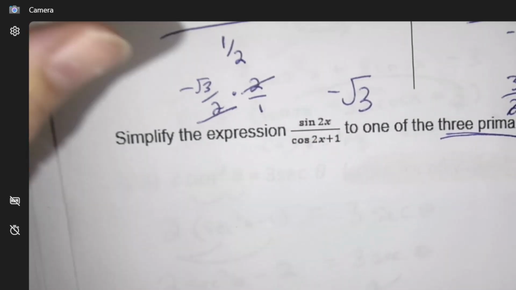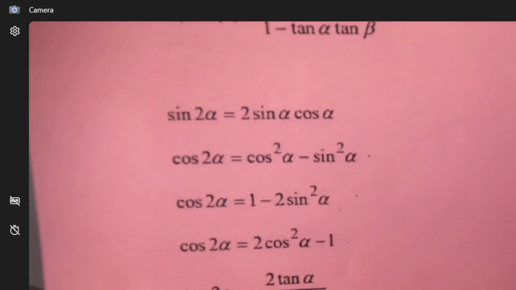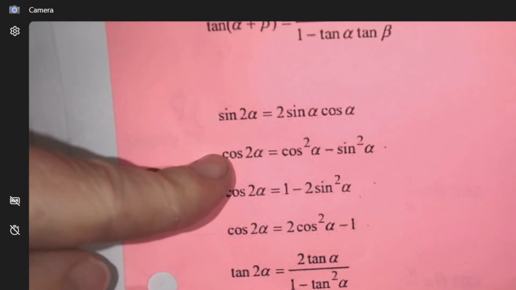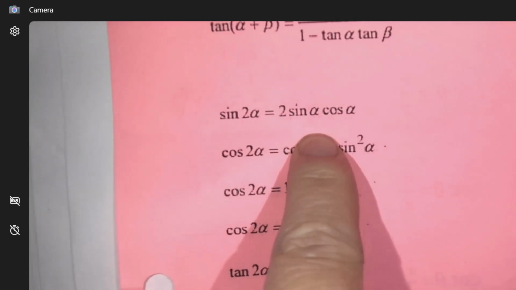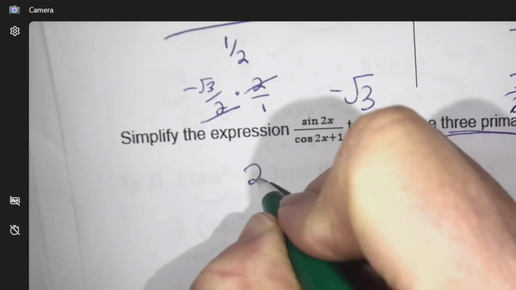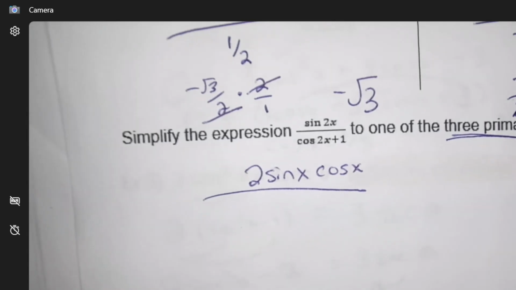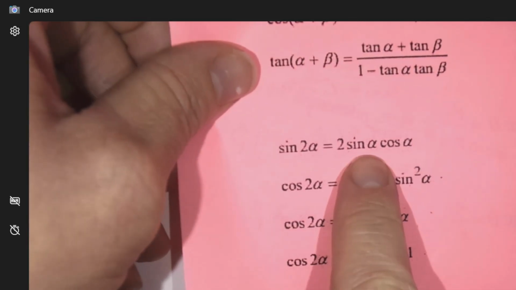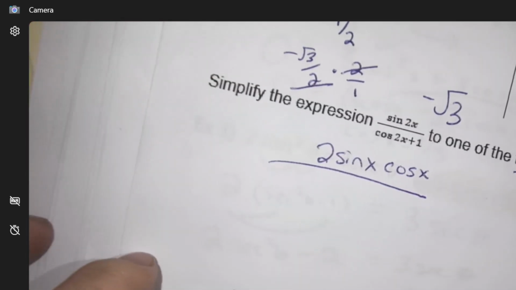Sine 2x. So sine double angle. So where would we look for stuff with double angle stuff? You're looking at the bottom corner here. Sine double angle, here's your formula. 2 sine cos, so we have 2 sine x cos x. Okay, I replaced it. Obviously, I don't have the angle A, I have an angle x, but that's the only difference.